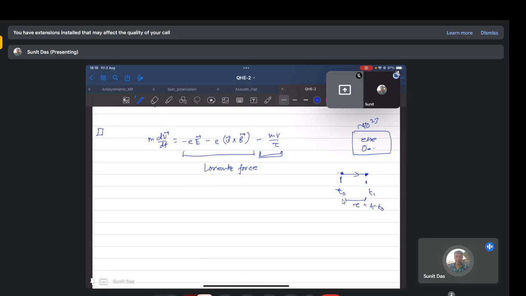Okay, and then it may again scatter like this one or like this one. There are numerous possibilities, right? And so the mean time is this tau.